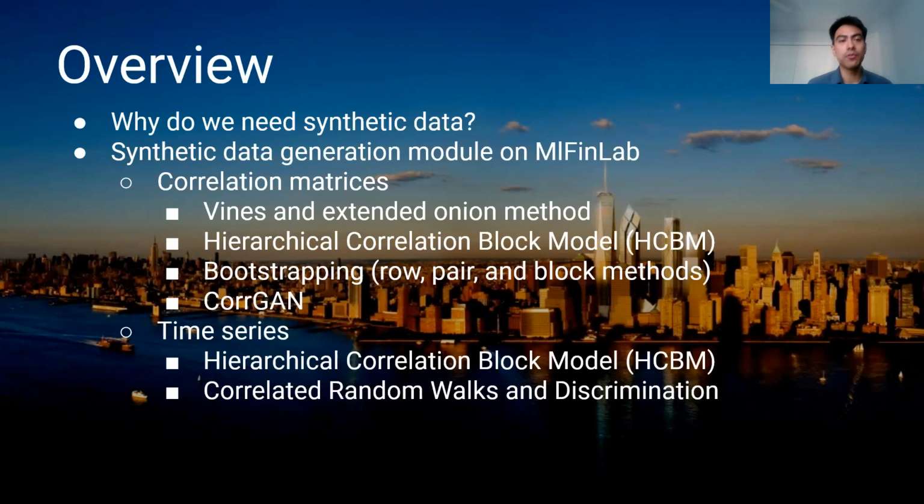And next, I'm just going to overview the synthetic data generation module that we created in MlFinLab. It includes how to create synthetic correlation matrices using the vines and extended onion method, using the Hierarchical Correlation Block Model, or HCBM, using various bootstrapping methods such as row, pair, and block bootstrapping, and how to use CorrGAN. And for generating time series, we have, again, the HCBM model, and we will show how to create correlated random blocks and how to discriminate their underlying distributions.